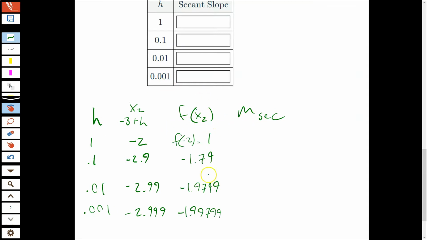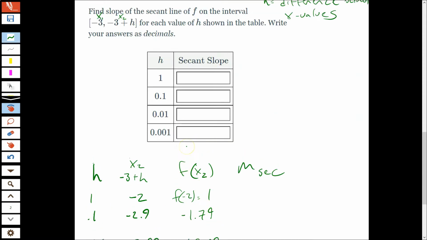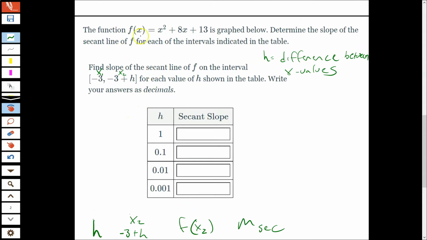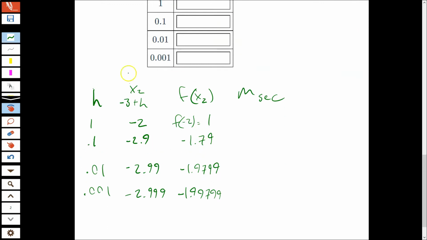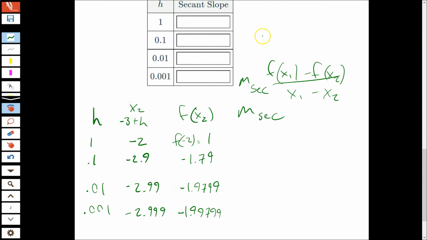Okay, so I've plugged in my x2 values in the f in this column. Remember, f was up here, right? And I can use that trick I just showed you on my calculator to find those. And then my last step is going to be to use that slope formula. So the slope formula is this. That's the slope of my secant line. And we also need, of course, f of -3, so let's find that real quick. So I'll plug that into my calculator, and we get -2, right?